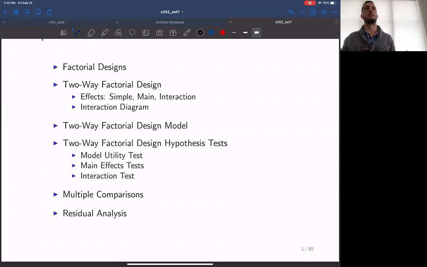Okay, so for the rest of today's lecture, we're going to start with lecture set 7. The goal of today's lecture will be to introduce the type of data that we would see in a factorial design. This would be a situation where we're going to use what is called a two-way ANOVA, and I'll talk more about what that means in a minute. Then we're going to get through the description of what is called an interaction diagram so that we can talk about simple main and interaction effects.